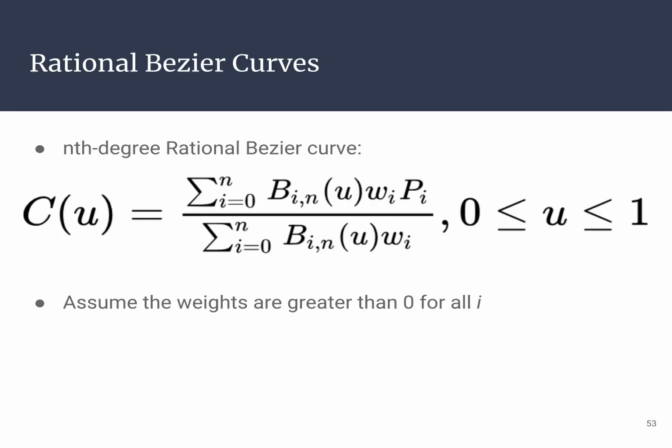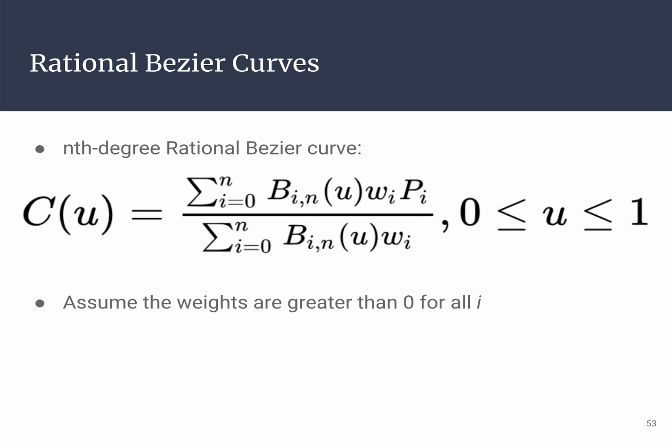Now on to the more mathematical side. The nth degree rational Bezier curve is represented by c of u equals the summation from i equals 0 to n of the Bernstein polynomial i comma n of u multiplied by the weights multiplied by the control points, divided by this summation of the Bernstein polynomial and the weights. We have bounds of the u value between 0 and 1. In this case, we assume that the weights are greater than 0 for all i. While the weights can technically be negative, for the scope of this class, we will assume that the weights are non-negative.